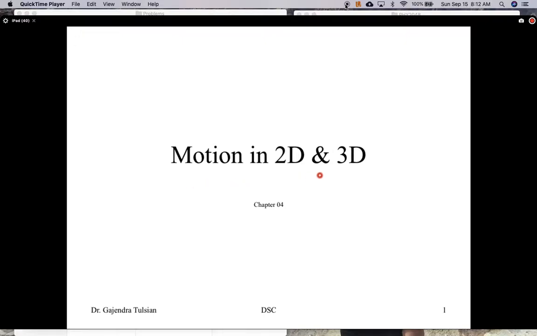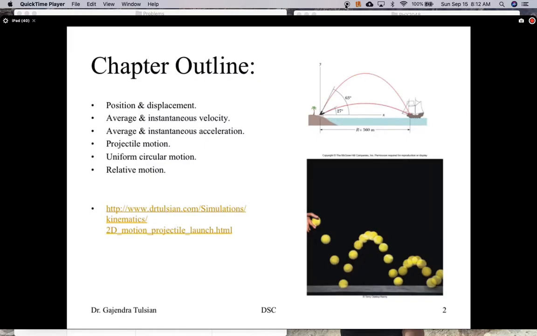Okay, so in this chapter we'll continue our study of motion, and we'll look at motion in 2 and 3 dimensions. We'll define the position and displacement of a particle, the average and instantaneous velocity, average and instantaneous acceleration, and then we'll look at projectile motion. Here's the projectile motion, and this happens in 2 dimensions. We'll look at uniform circular motion, an object going in a circle at constant speed, and then relative motion.